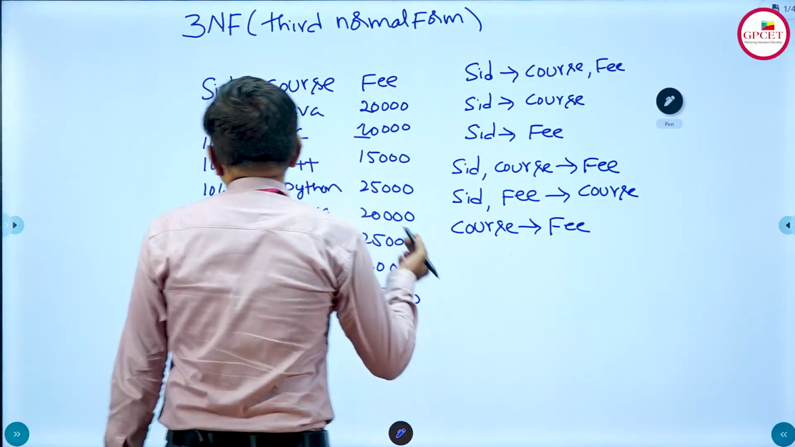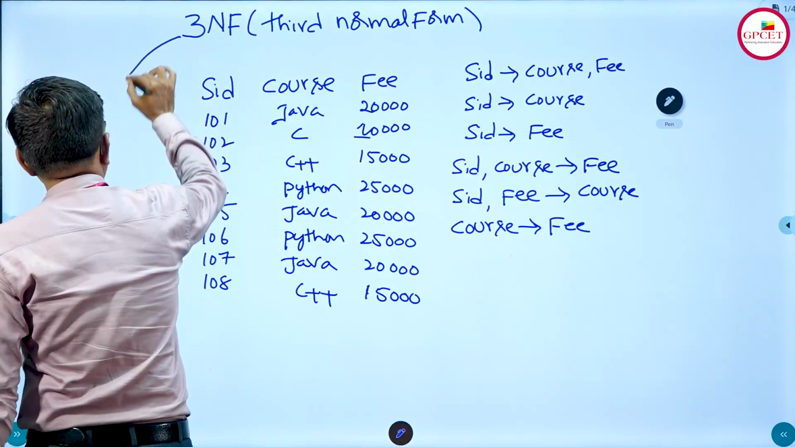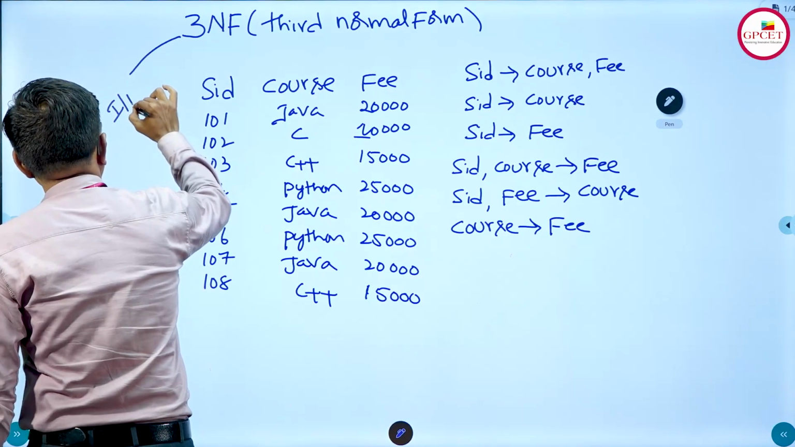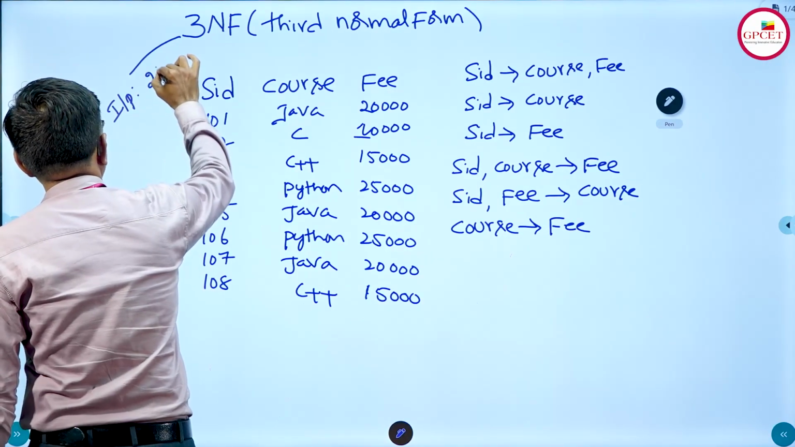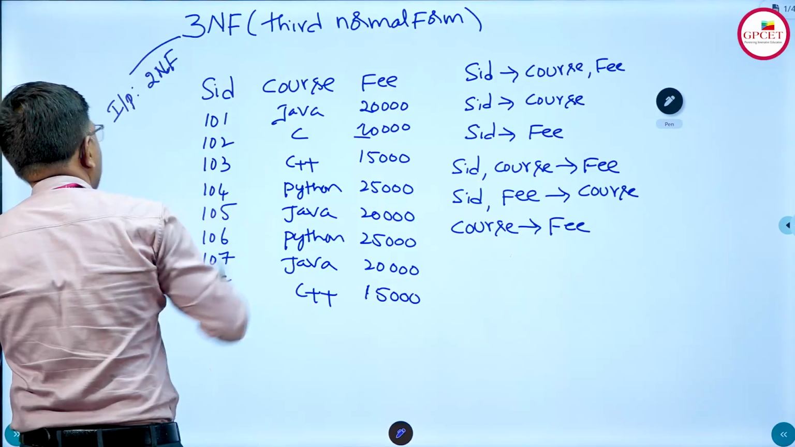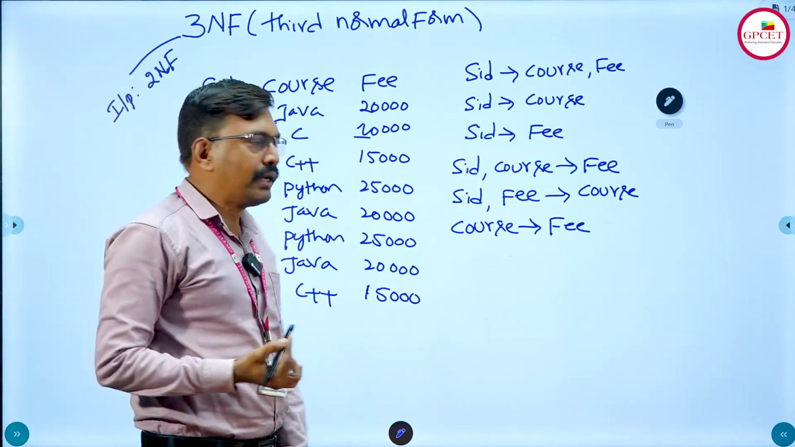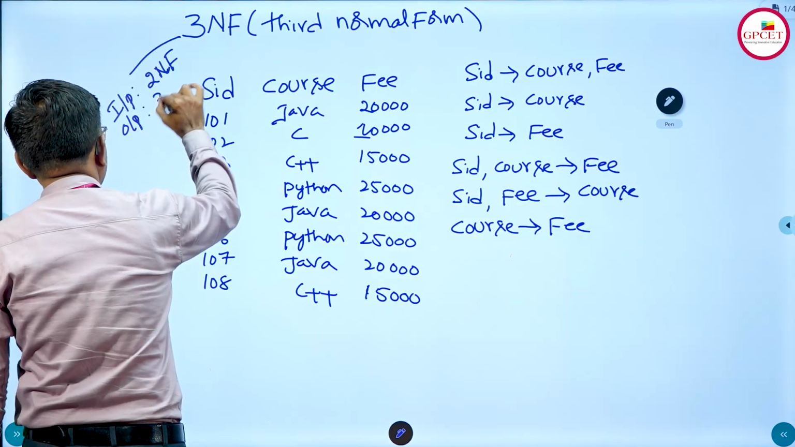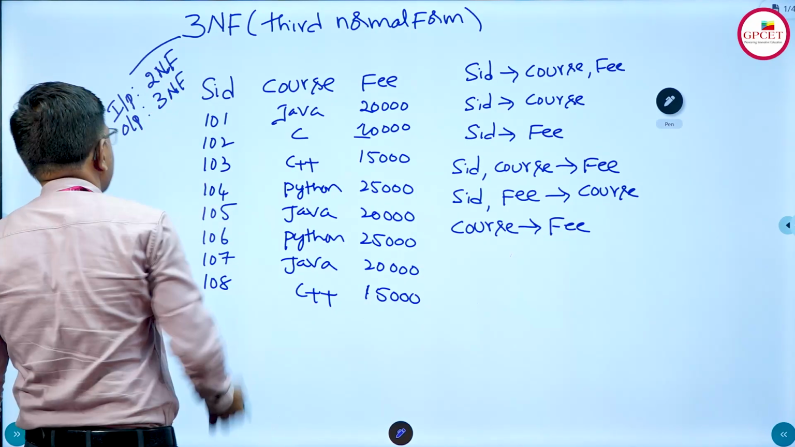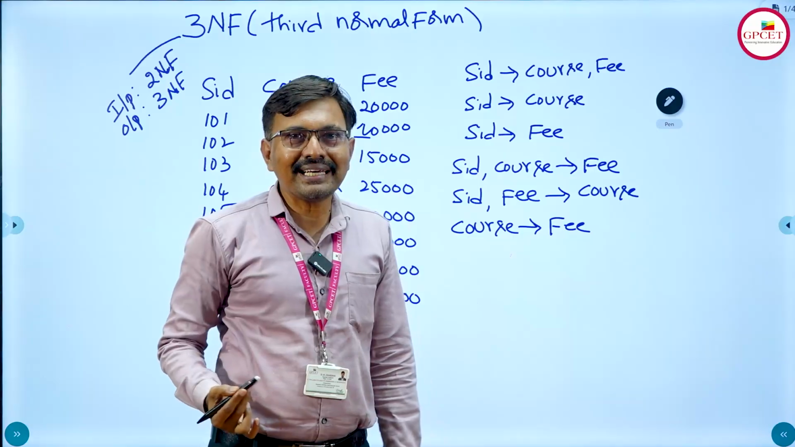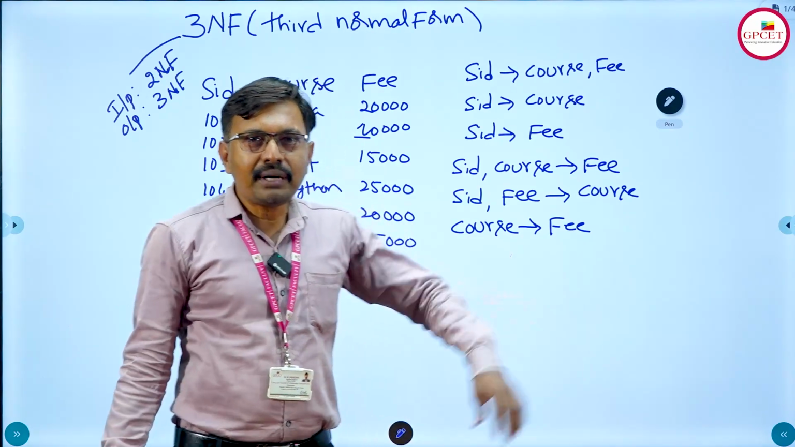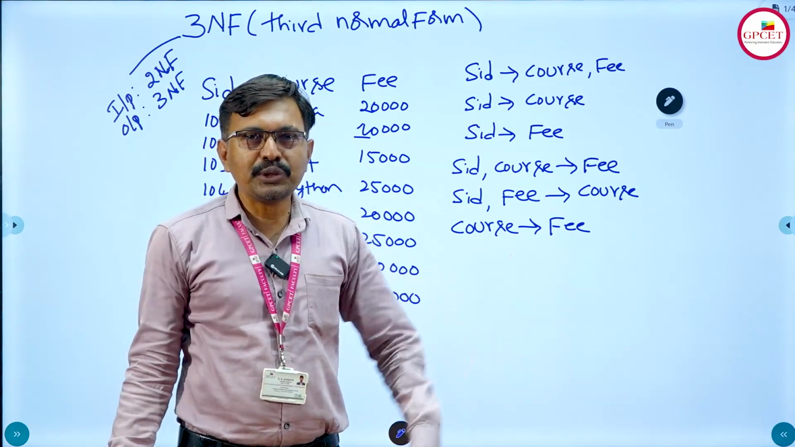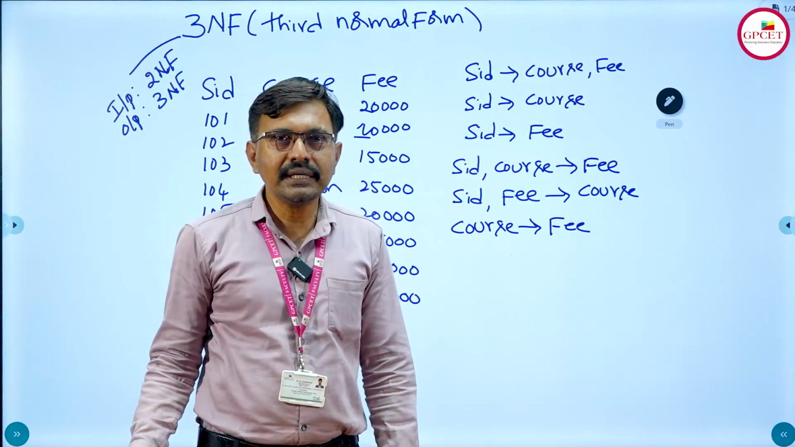Third normal form input: the given relation is in second normal form. Input is in the form of second normal form, and then the output we can get is third normal form. What is the input? A given relation in second normal form, whereas the output is third normal form. Clear?